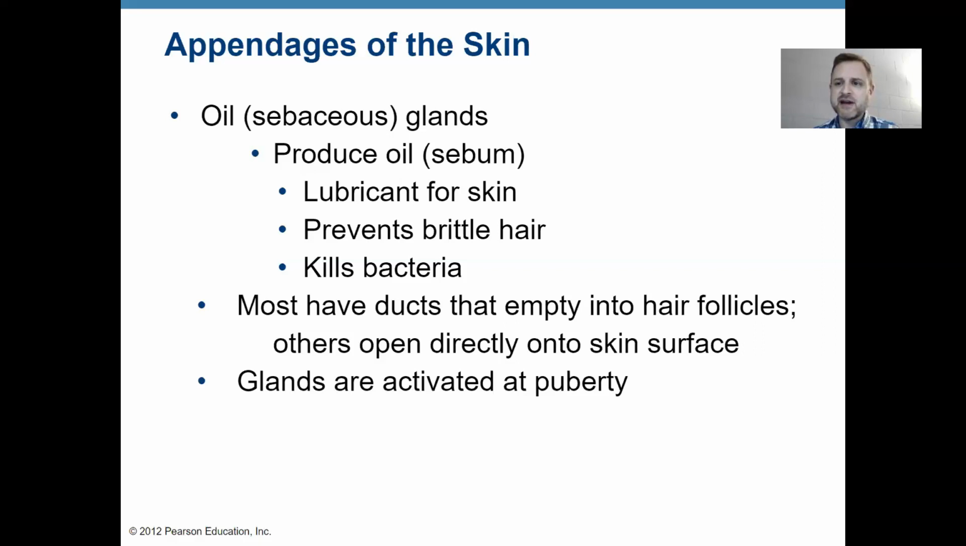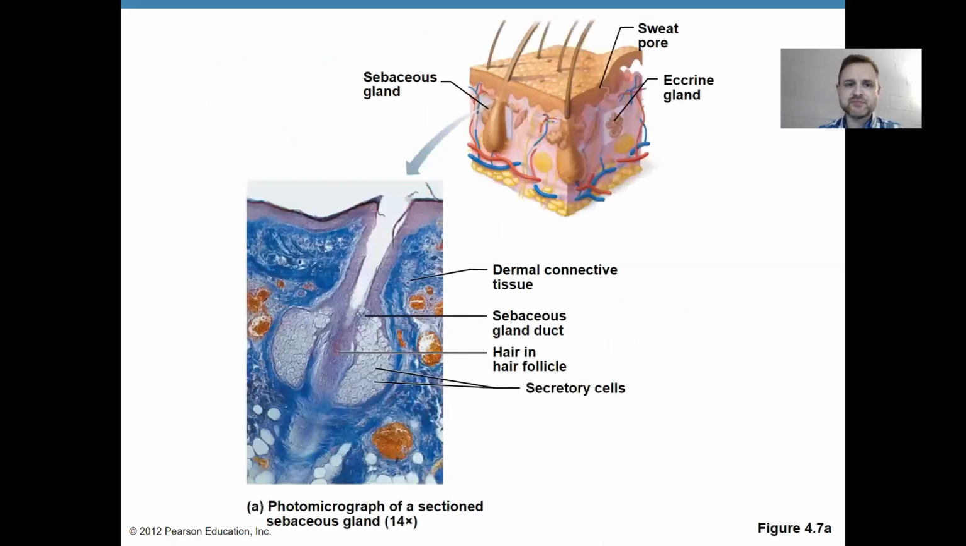Most of these have ducts that empty into hair follicles. So usually sebaceous glands' products exit into hair follicles, which might keep your hair oily. Sometimes they empty directly onto the skin surface, but usually they empty into hair follicles. And these glands are particularly activated at puberty. It's probably not shocking that your hair tends to get oilier once you go through puberty. That's because these sebaceous glands are activated at puberty.